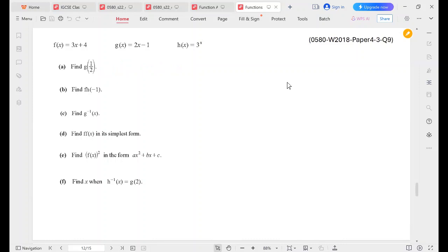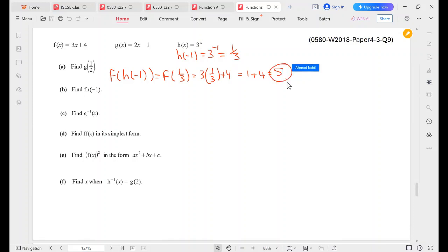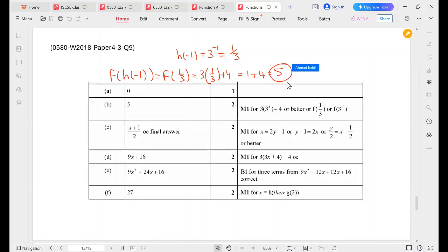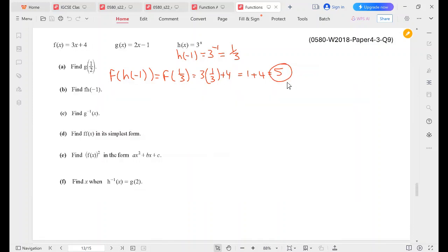In B, we are required to find f of h of negative 1. So let's start with h of negative 1 first. h of negative 1 equals 3 power negative 1, which is 1 over 3. So we want to get f of 1 over 3. And this is the same as 3 times 1 over 3 plus 4. 3 times 1 over 3 is 1. So 1 plus 4 equals 5. And this is the correct answer. 5 is the correct answer to B.